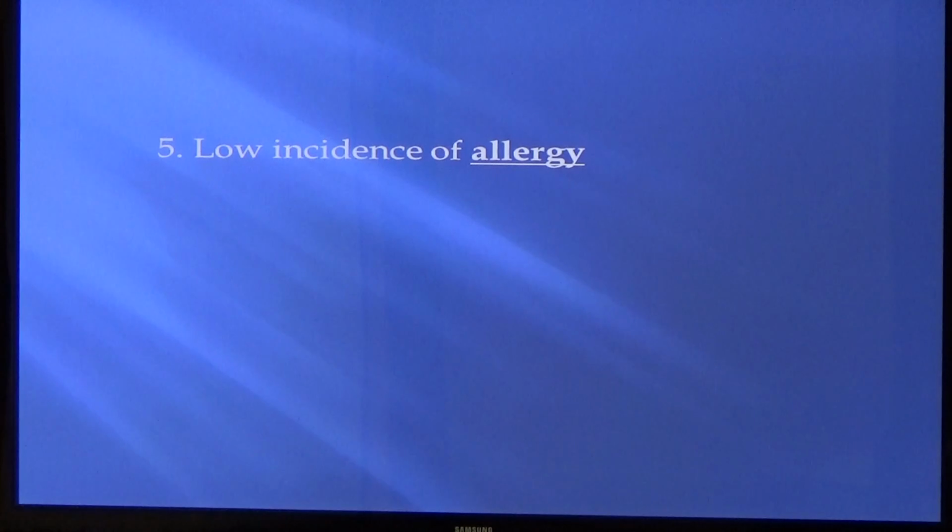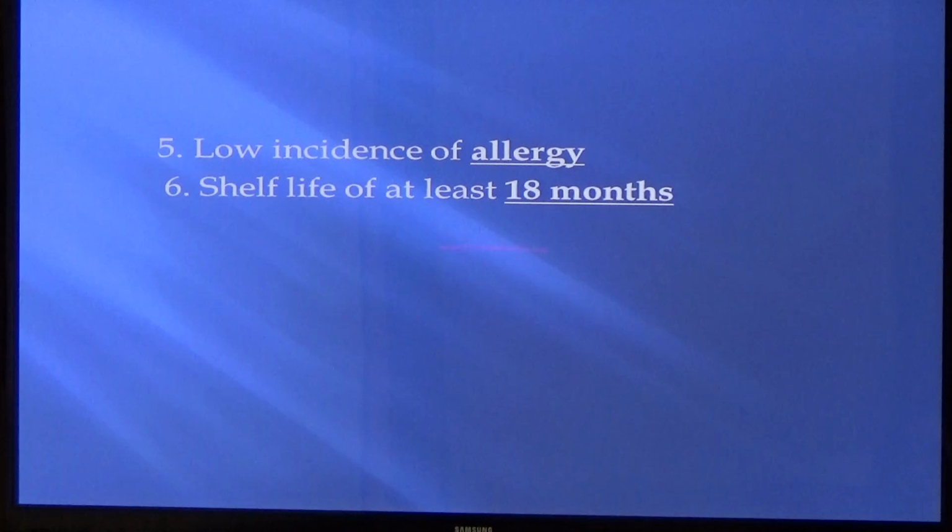Low allergy. Not many patients are allergic to the anesthetic. Some patients are allergic to the preservatives that are sometimes put inside, but not a lot of patients are allergic. Some patients say they're allergic because they have heart palpitations, but that's usually not the anesthetic. It's the epinephrine that's in it, and I'll talk about it right now. It lasts about a year and a half, and it's not that expensive.